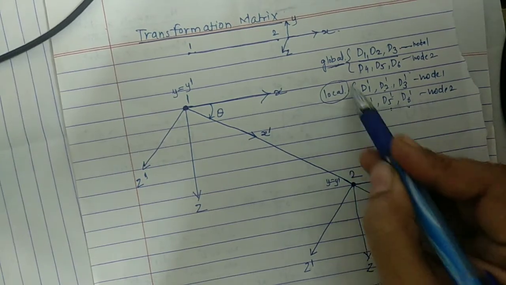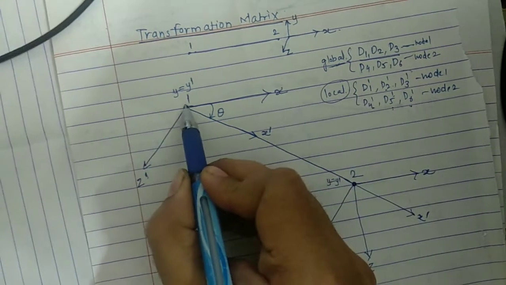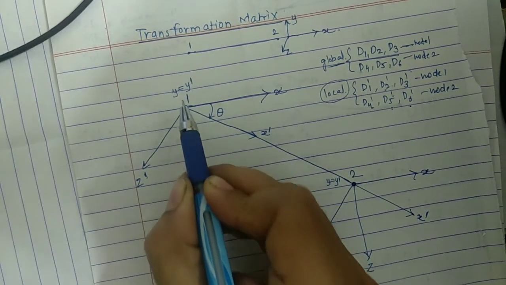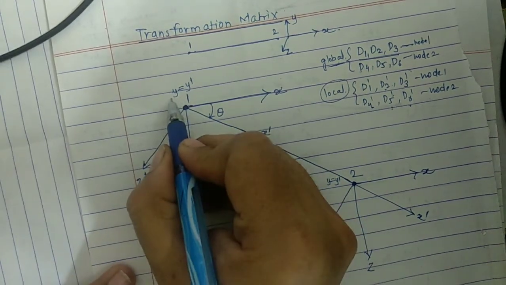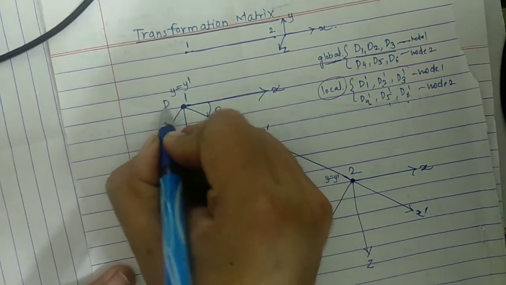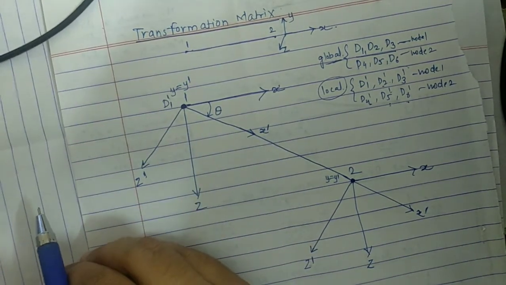Okay, so first we will show this local. So D1 dash, in y direction. We cannot show it because that axis is vertical, it is just shown with a point. So at the point itself here we will write just the name D1 dash, which means it is shown there. Okay, D1 dash.